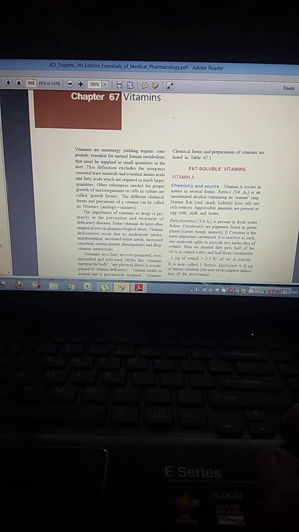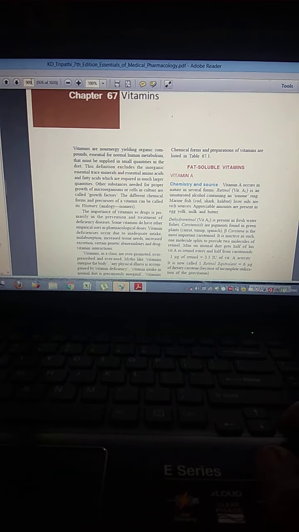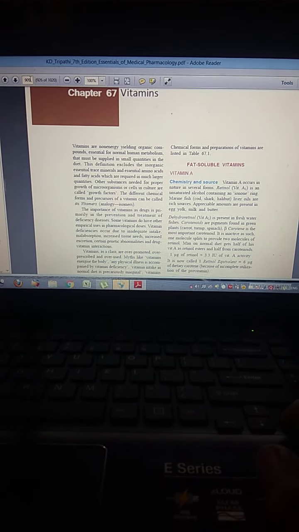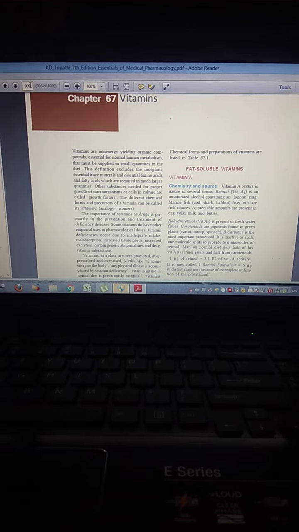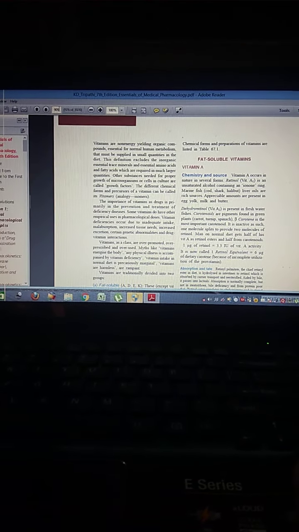The different chemical forms and precursors of a vitamin can be called vitamers. The importance of vitamins as a drug is primarily in the prevention and treatment of deficiency disease. Some vitamins do have other empirical use in pharmacological doses.